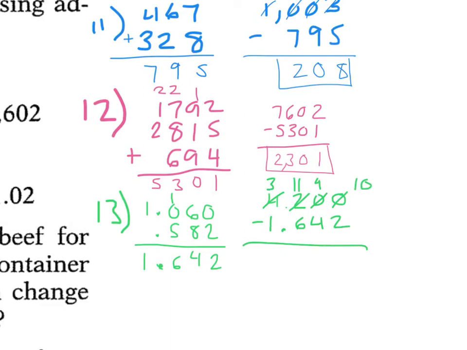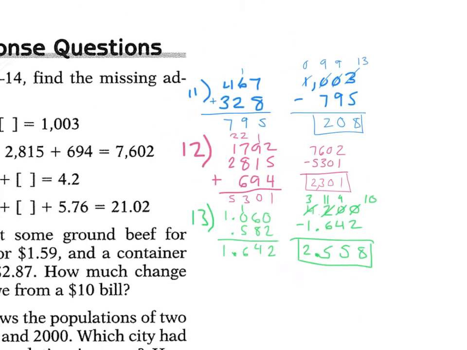So we have 10 minus 2, which is 8. 9 minus 4 is 5. 11 minus 6 is 5. And 3 minus 1 is 2. And we drop our decimals so they're all in line. So this is our answer for number 13.